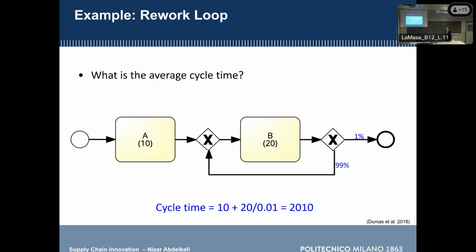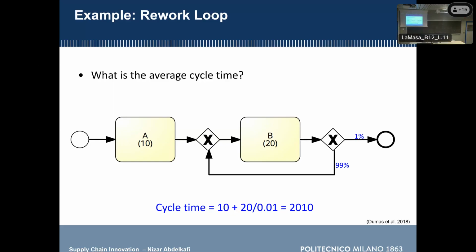Right? And this is equal to 2000. So the expected duration of that part of the process is 2000 hours, let's say. And here we have the 10, so 10 plus 2000 gets 2010.